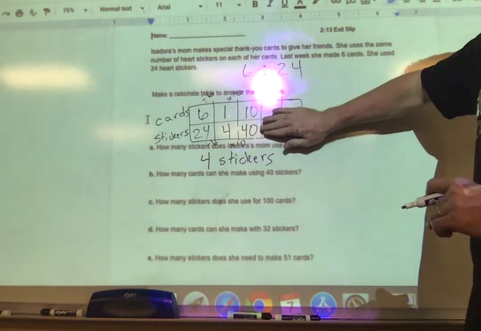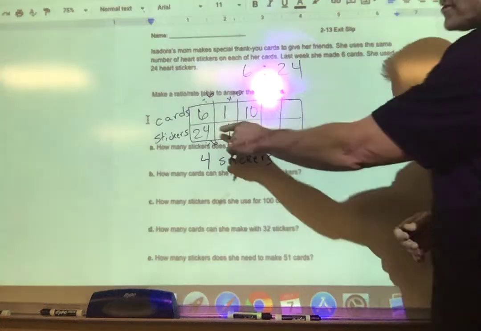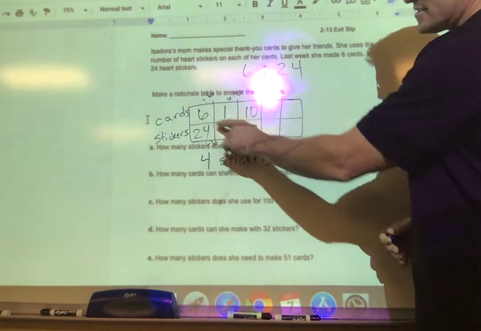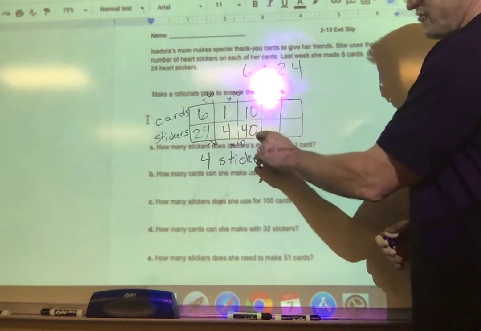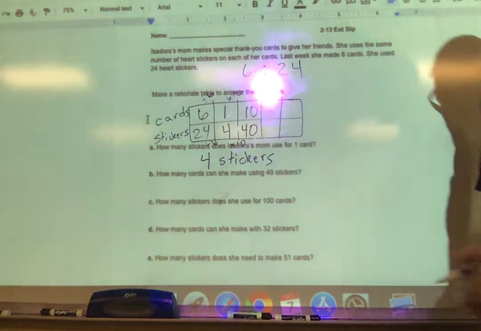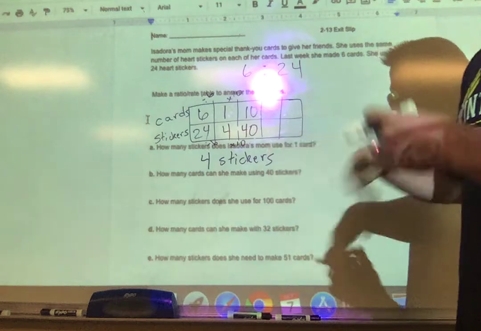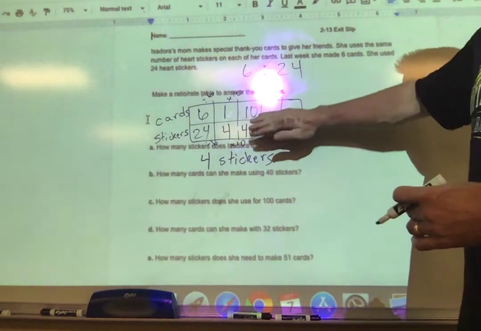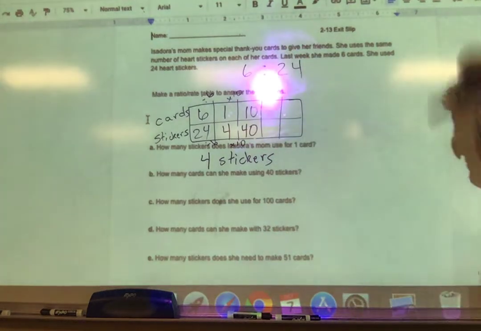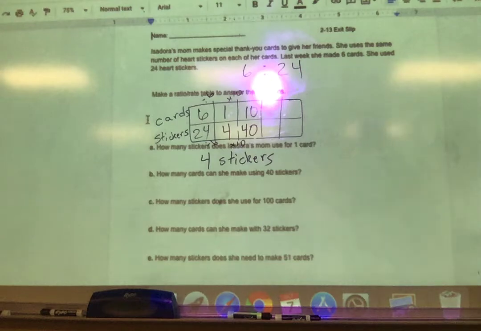But if they give me the bottom, wouldn't I divide by 4? So I could think 24 divided by 4 is 6. 4 divided by 4 is 1. So 40 divided by 4 is 10. So I could look at it that way too. Remember, you can compare from cards to cards multiplicatively or divisionally, or you can go from stickers to cards. And as long as you keep that same rate multiplicatively or divisionally, it's going to work out.